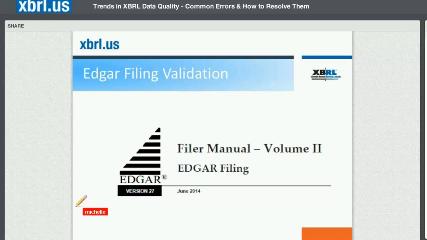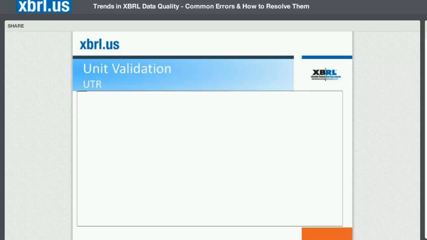Okay, the Edgar filing manual, obviously everyone's aware of it. Version 27 website, they do periodically update it, probably about twice a year, at a minimum once a year. So please be aware that it's there and know that you can find it easily. You go to the SEC website, there's a link for XBRL filers, and then all the information is there.